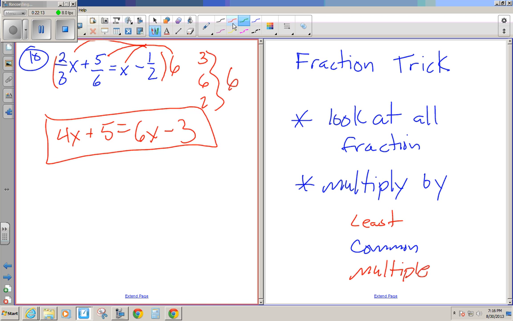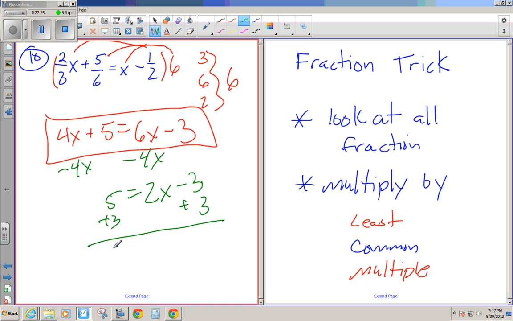So let's keep going. Move the smaller one over. Move the 4x. So 5 equals 2x minus 3. Add 3 to both sides. 8 equals 2x. And divide by 2. Your answer is x equals 4.